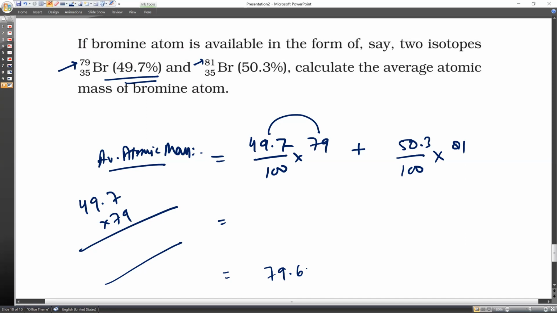Let me help you. I'm just doing it by calculator, but you have to do it on your own. When you multiply 49.7 by 79 and add, you will get 3926.3, and then you divide this number by 100.